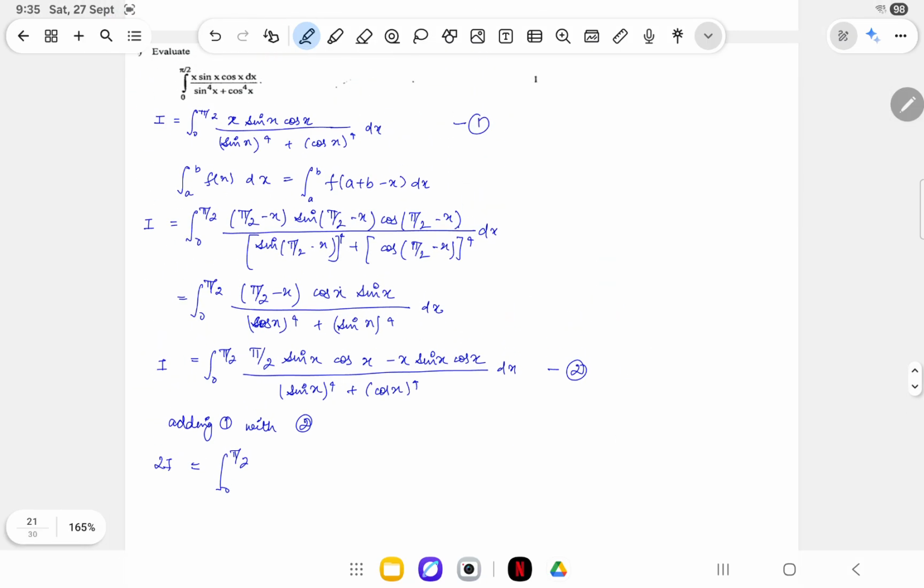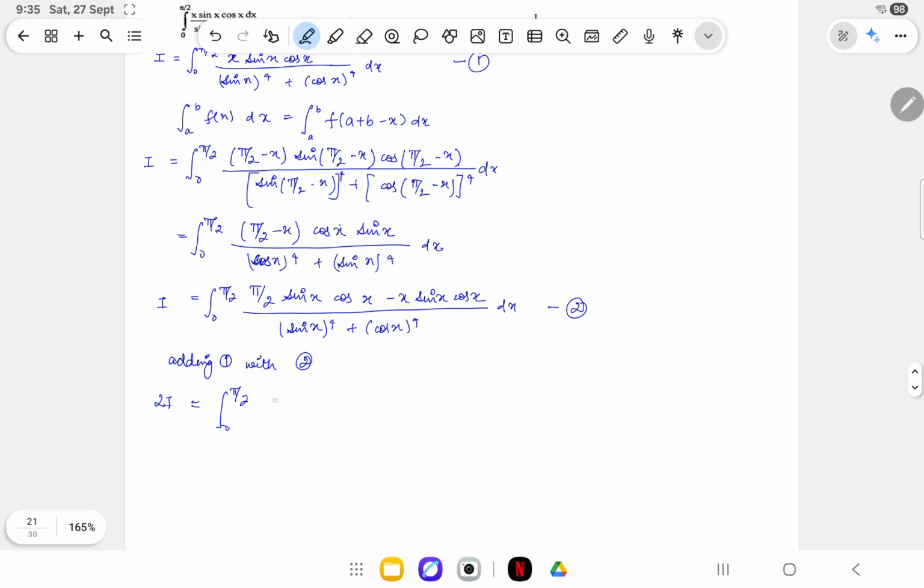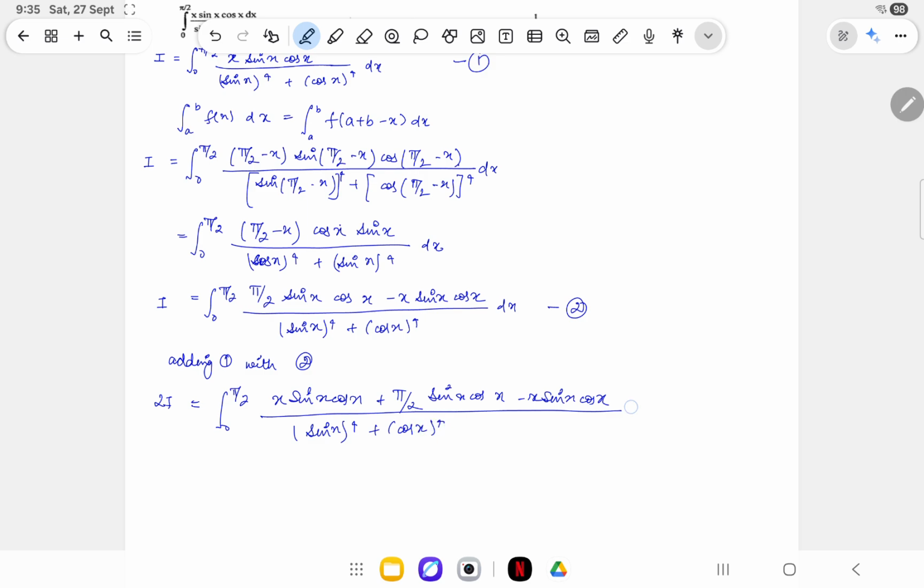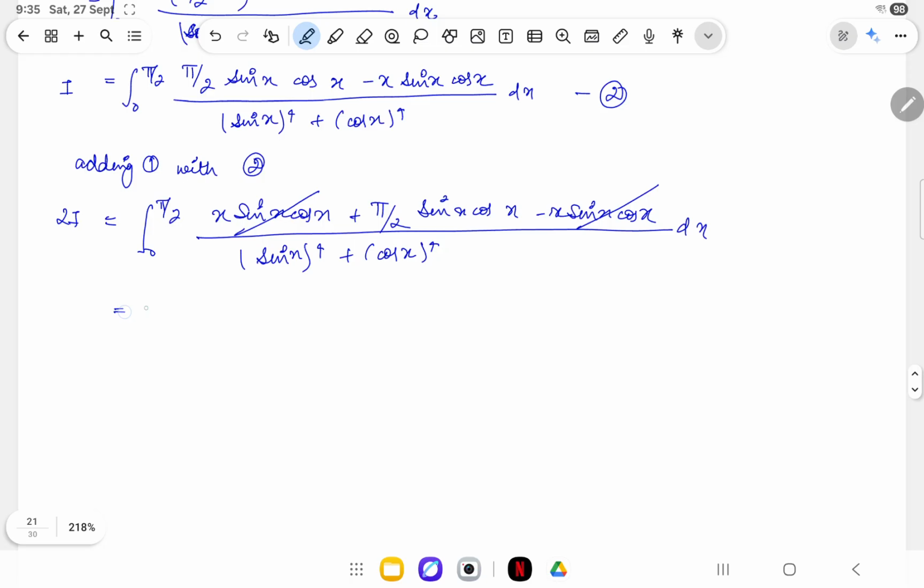Now if you see that there is x sin x cos x, and the denominator in both the terms is the same, so I'm just combining it. It will be pi by 2 sin x cos x minus x sin x cos x divided by sin x raised 4 plus cos x raised 4 dx. This x sin x balances this one, so it is equal to pi by 2. We can take pi by 2 out of the integral sign because it is a constant.